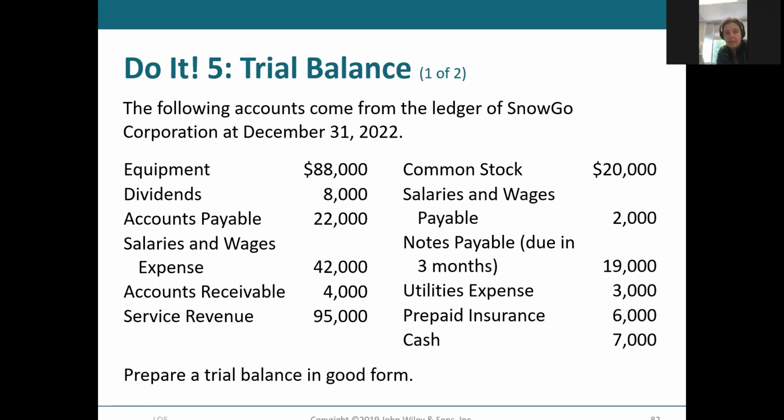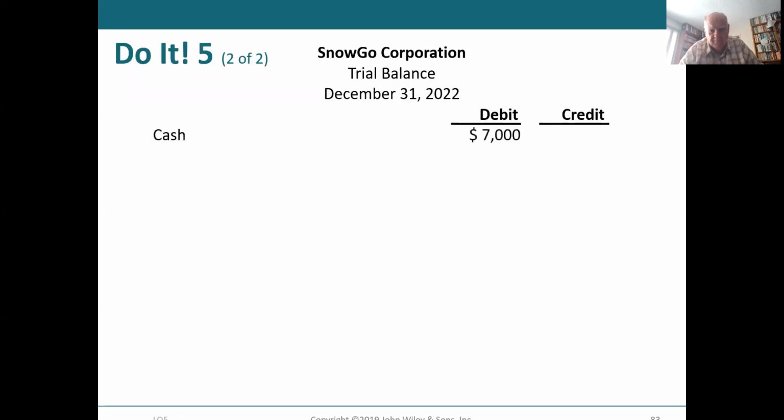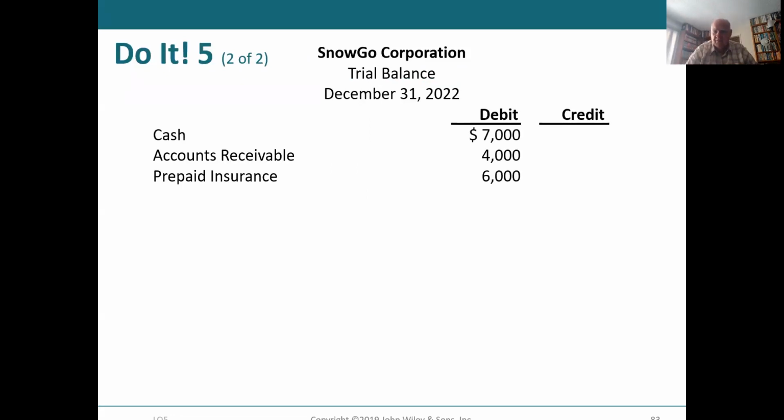Liquidity. Cash is liquid already, so it is first. The next liquid item is AR, accounts receivable. So what comes after this?